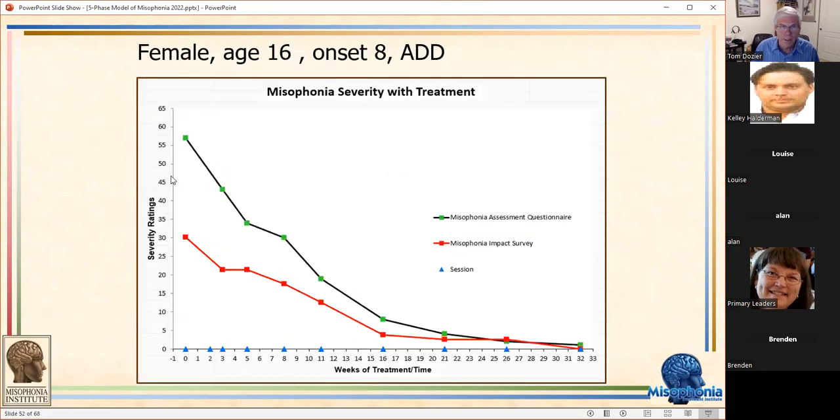Here's another, more typical kind of case, where this person couldn't talk to her parents, couldn't eat with her parents. She started relaxing, started having short conversations with her parents, and went down and down and down. Now, here, this is 7 months later.